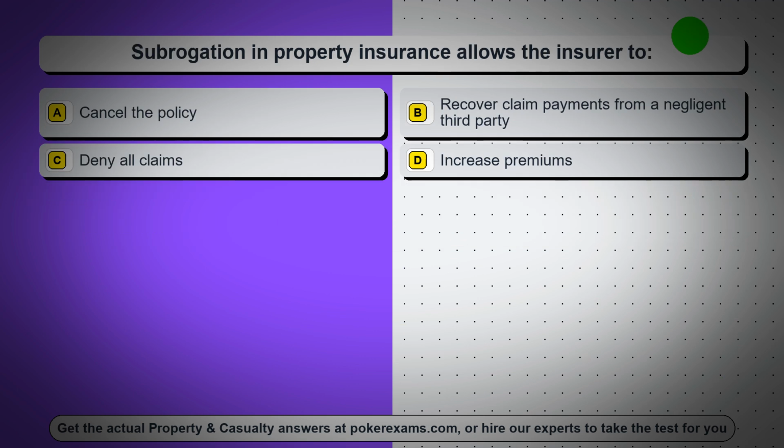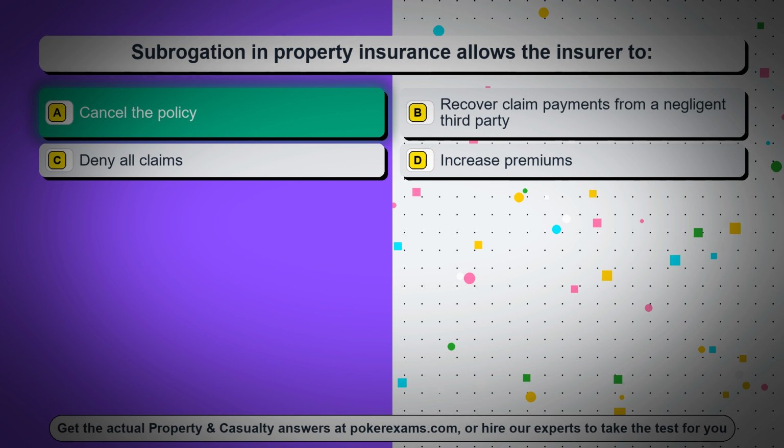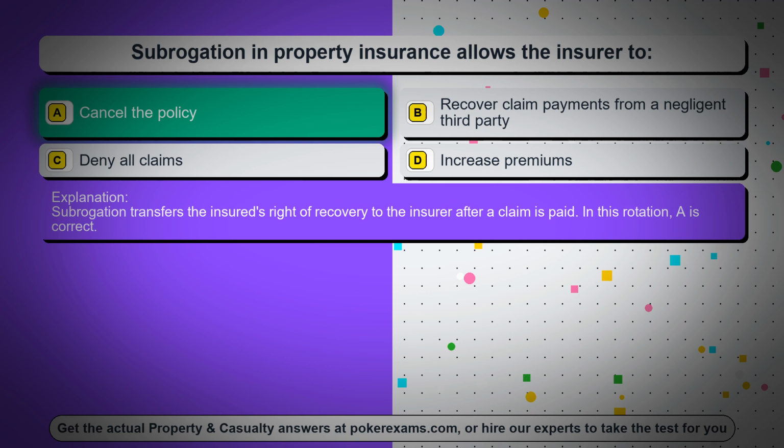Question 72. Subrogation in property insurance allows the insurer to: option A, cancel the policy; option B, recover claim payments from a negligent third party; option C, deny all claims; option D, increase premiums. The correct answer is option A, cancel the policy. Subrogation transfers the insured's right of recovery to the insurer after a claim is paid. In this rotation, A is correct.